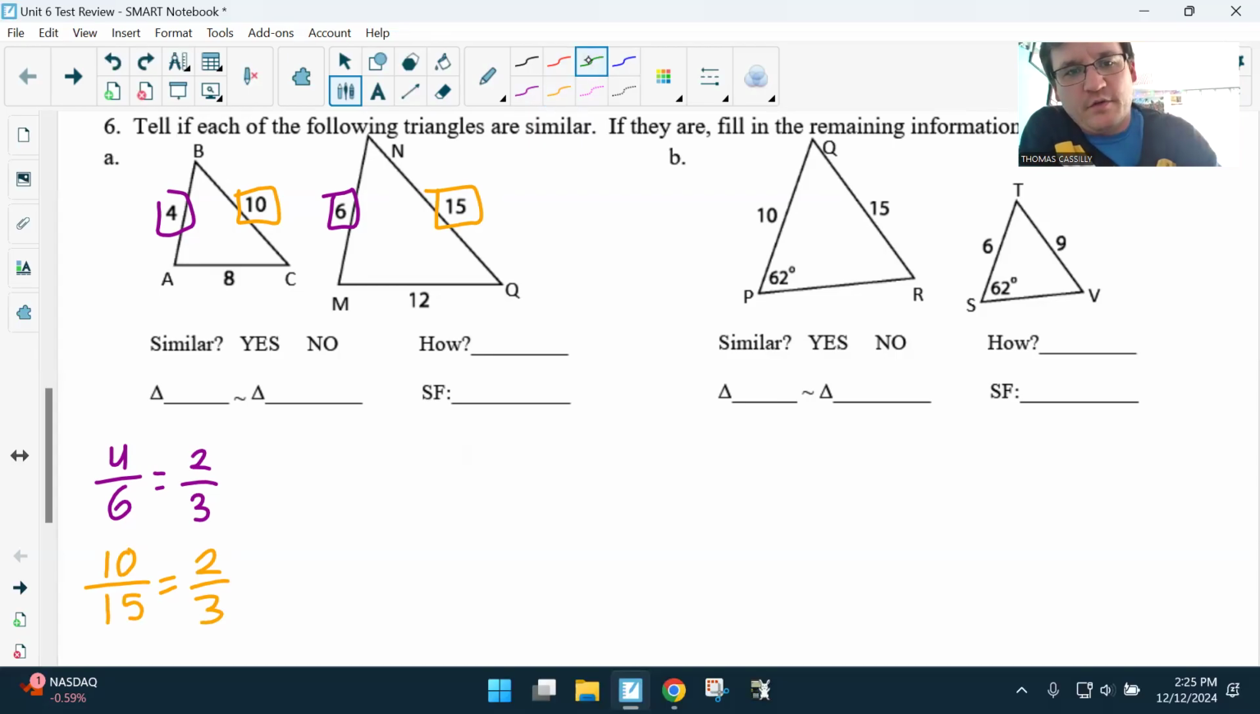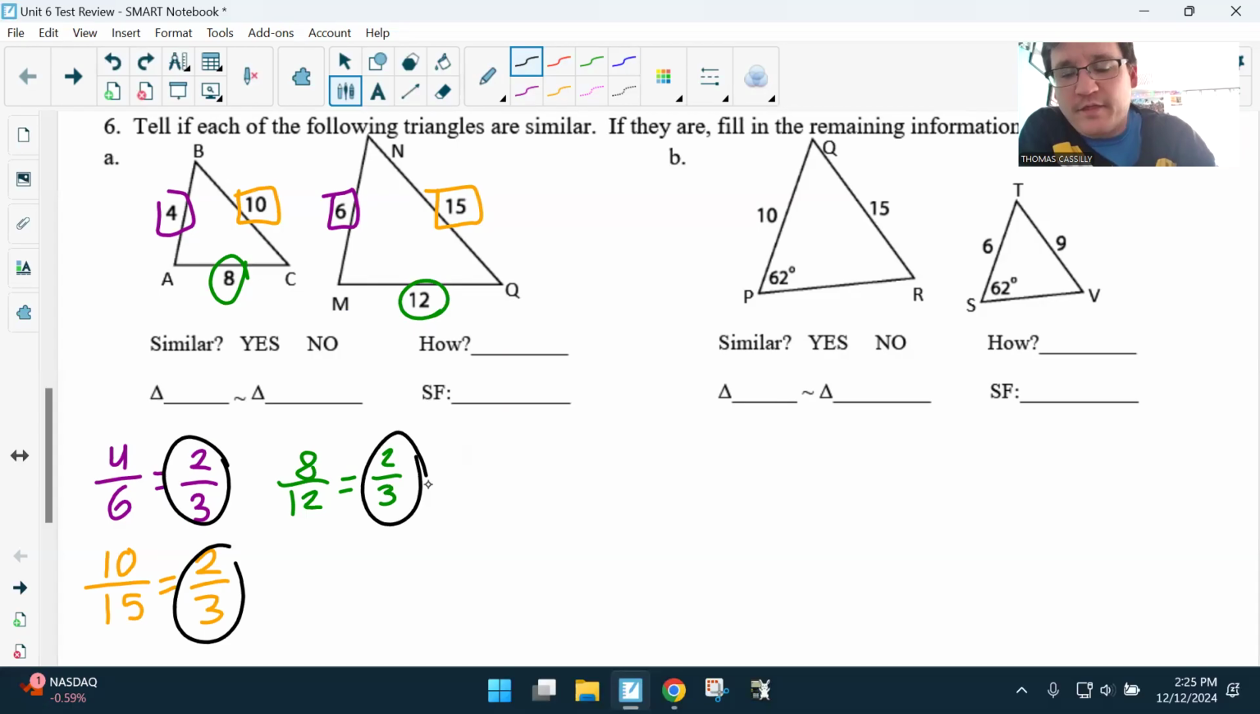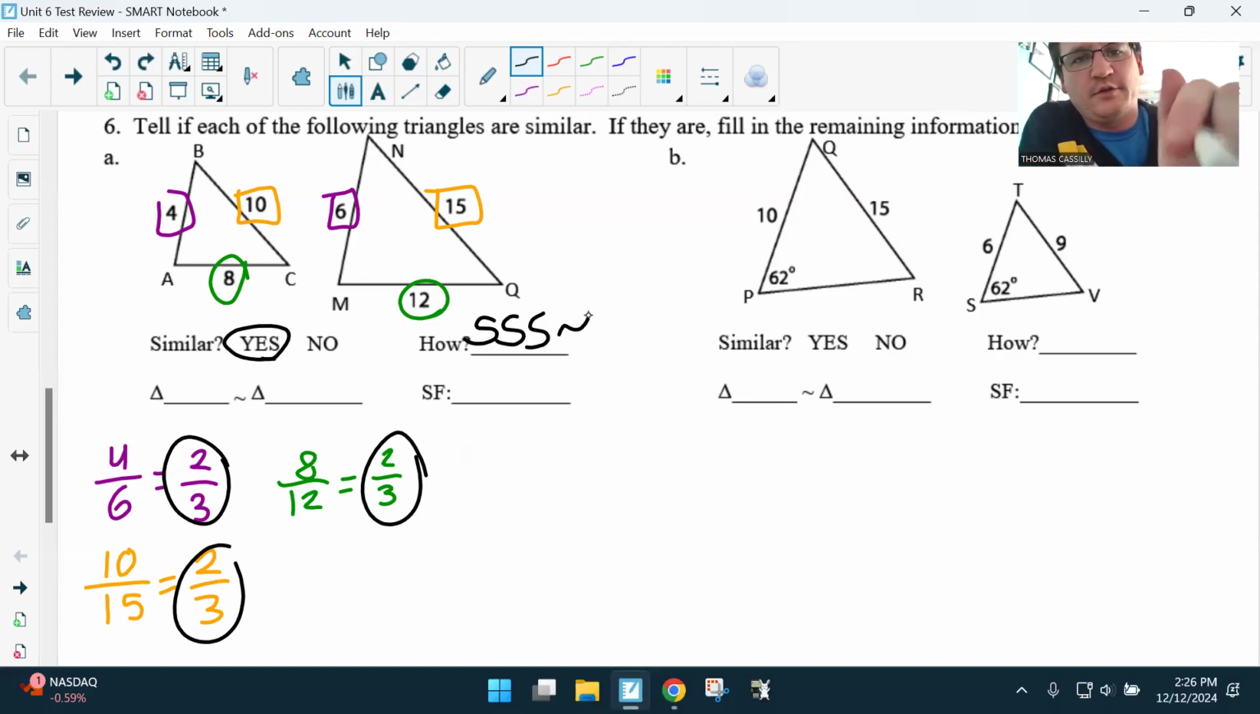And then the last one, kind of the medium sides, 8/12. 8/12, that is also dividing both by 4. You're going to have 2/3. All right. So what do you notice about those numbers? They are the same. So that means they are similar. How are they similar? This is the side-side-side similarity theorem.